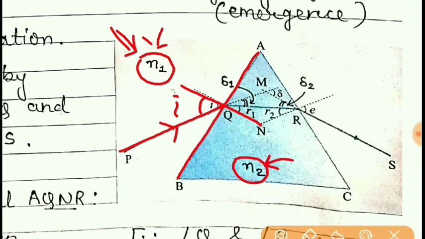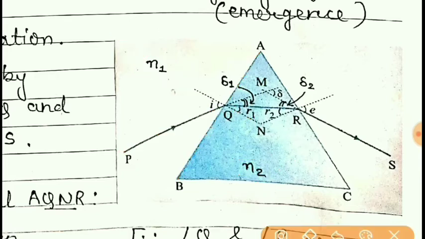Now we know that when the medium changes and when a ray travels from a rarer medium to a denser medium, what will happen? It will refract and it will bend towards the normal. And so here this incident ray will bend towards the normal. See, this is the refracted ray.